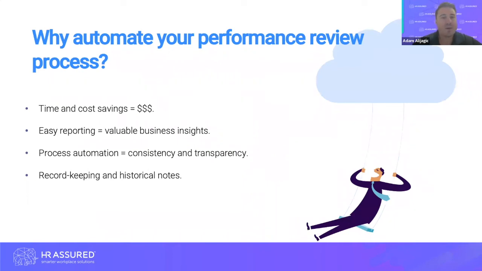So why automate your performance review process? There's a few reasons here. Time and cost saving, which do go hand in hand. If you're saving time anyway, you're also going to be saving cost. So there's a dollar factor that's important there. It does give you that easy reporting, so valuable business insights. And as I mentioned, the reporting on your record keeping, so it would even save time there as well. Process automation, so consistency and transparency. And then again, the record keeping and the historical notes of the employees across their employment through the company.